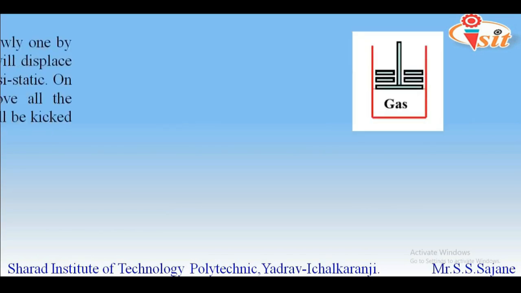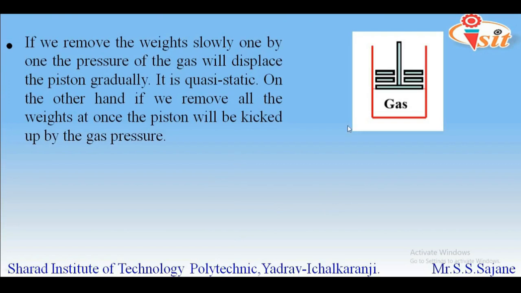Let us consider, for explaining quasi-static process, the example of a piston-cylinder arrangement. Here you can see the red color indicates a cylinder, and this is a piston, and on this piston several weights are put. There is a gas in between the cylinder and the piston. If we assume that this gas is a pressurized gas, now if we remove the weights slowly one by one, the pressure of the gas will displace the piston gradually. These are the weights. Here we can see that on this piston two weights are placed.